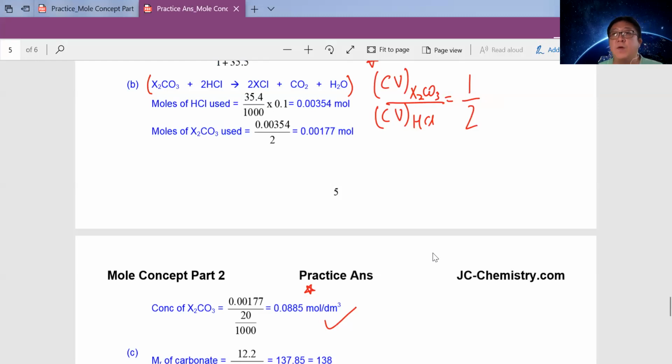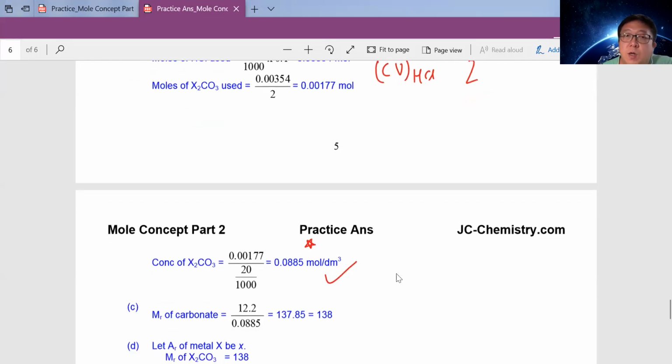The one on top, the formula on top. Okay. Then after that, I can go on to the next step. I'm given the mass. Can I find the Mr of this carbonate? Of course. Divide by 0.0855. The mass 12.2 divided by 0.0855. I should be able to get 138. So we are very near already to the answer.